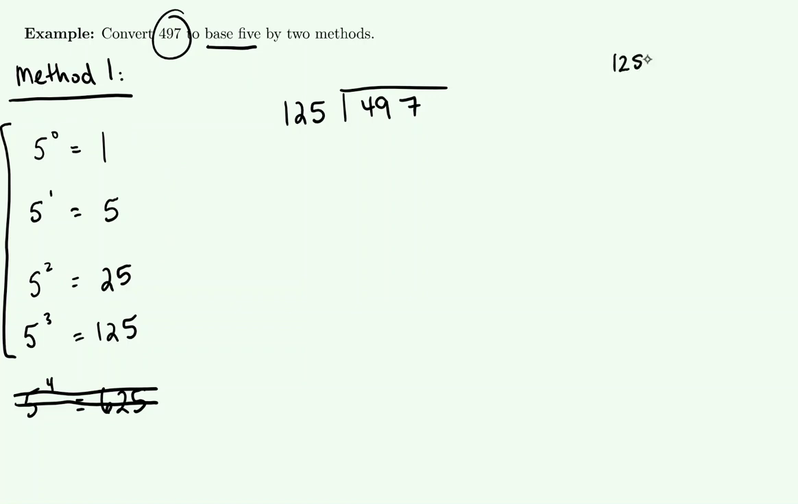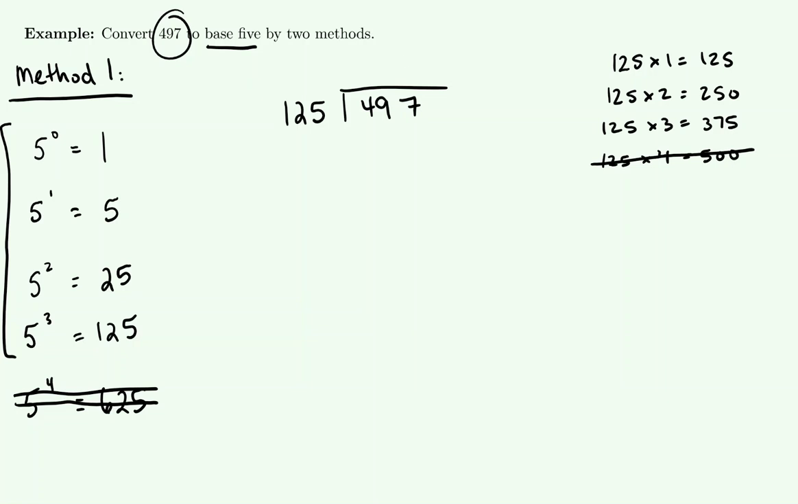You can check with your calculator, we're going to look for even multiples. We know 125 times 1 is 125. Let's see if we can get closer to 497. 125 times 2 is 250. 125 times 3 would be 375. 125 times 4 would be 500. So we see we can't go all the way to 4 because that would surpass 497, but we could fit 125 exactly 3 times. So we've got 497 minus 375. We subtract those, and we are left with 122.